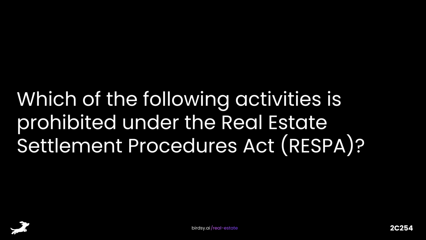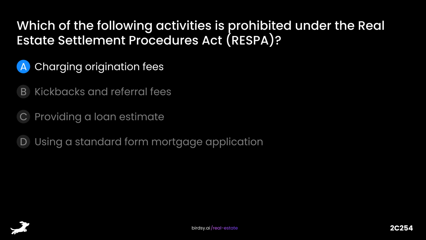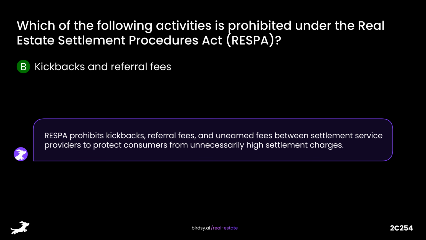Which of the following activities is prohibited under the Real Estate Settlement Procedures Act, RESPA? Is it A, charging origination fees? B, kickbacks and referral fees? C, providing a loan estimate? Or D, using a standard form mortgage application? The answer is B, kickbacks and referral fees. RESPA prohibits kickbacks, referral fees, and unearned fees between settlement service providers to protect consumers from unnecessarily high settlement charges.